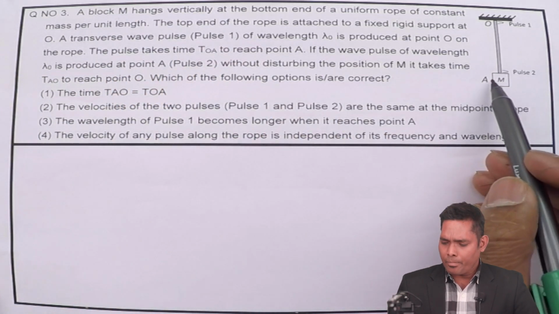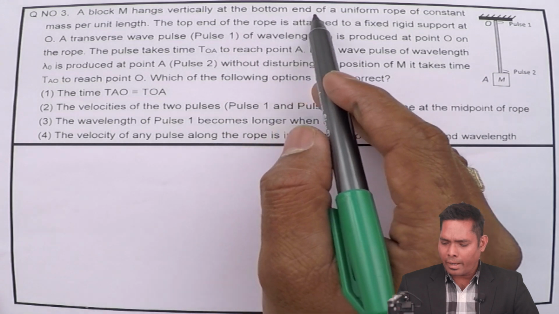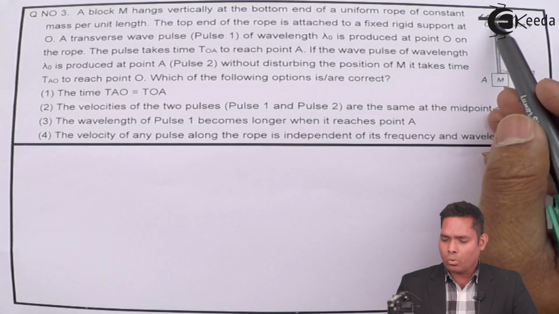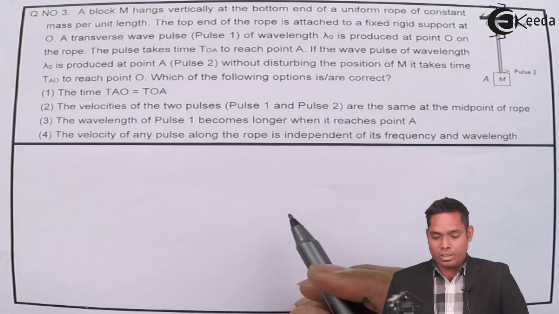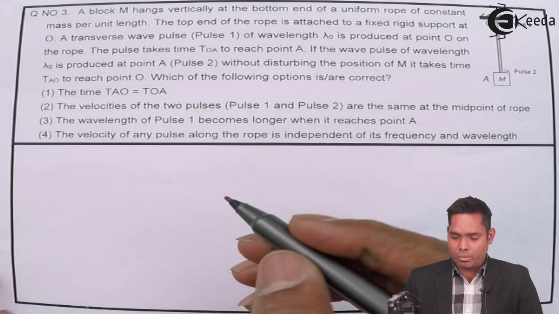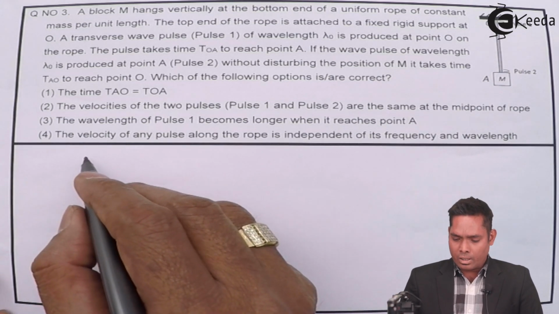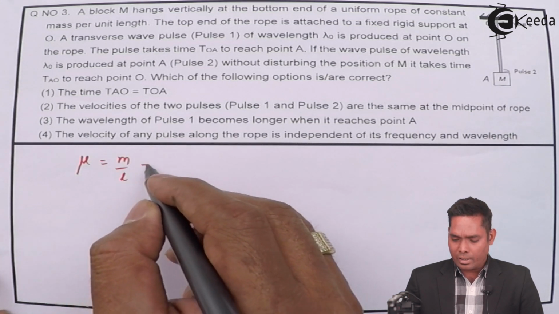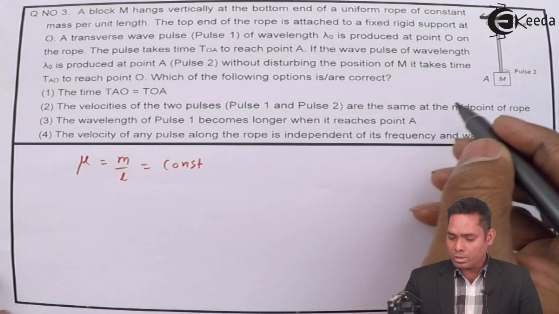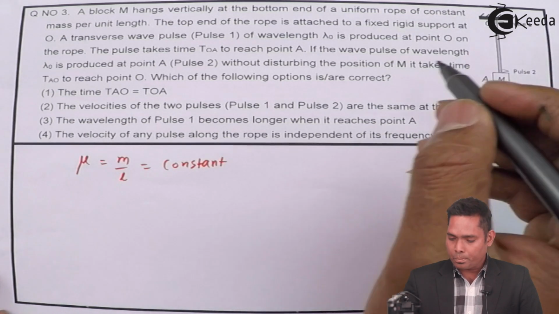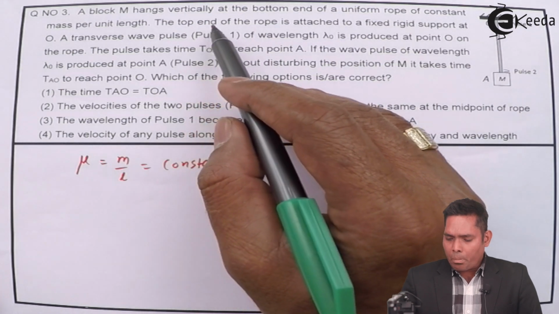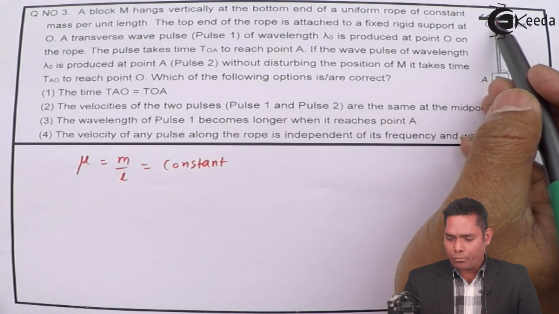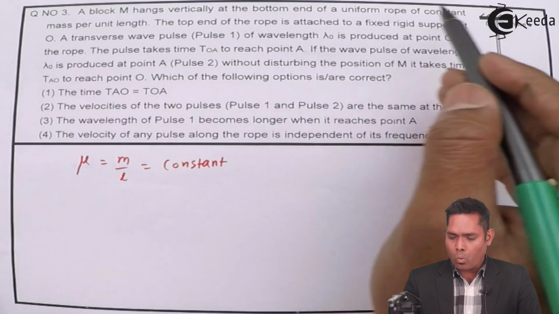This is a block M which hangs vertically at the bottom end of a uniform rope of constant mass per unit length. We can call it lambda or mu, whatever you say. So that is constant. This is mass per length and that is constant for this rope. The top end of the rope is attached to a fixed rigid support at O.